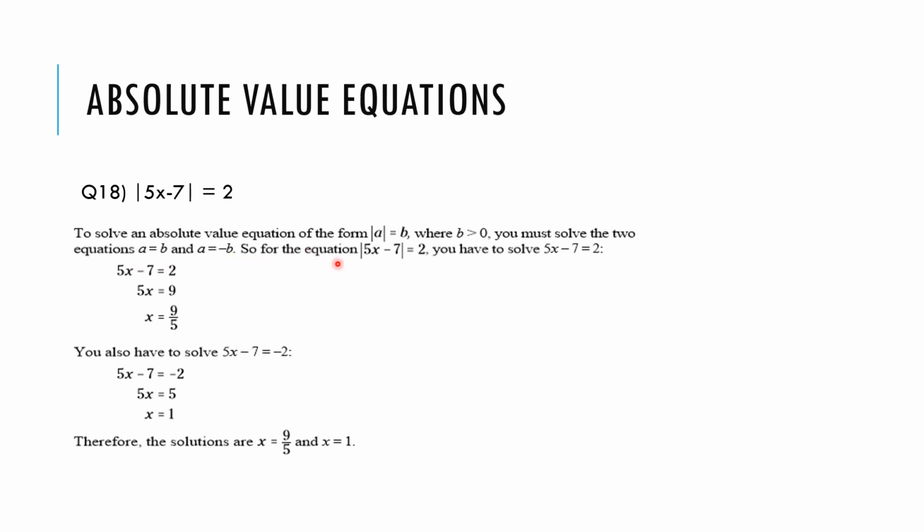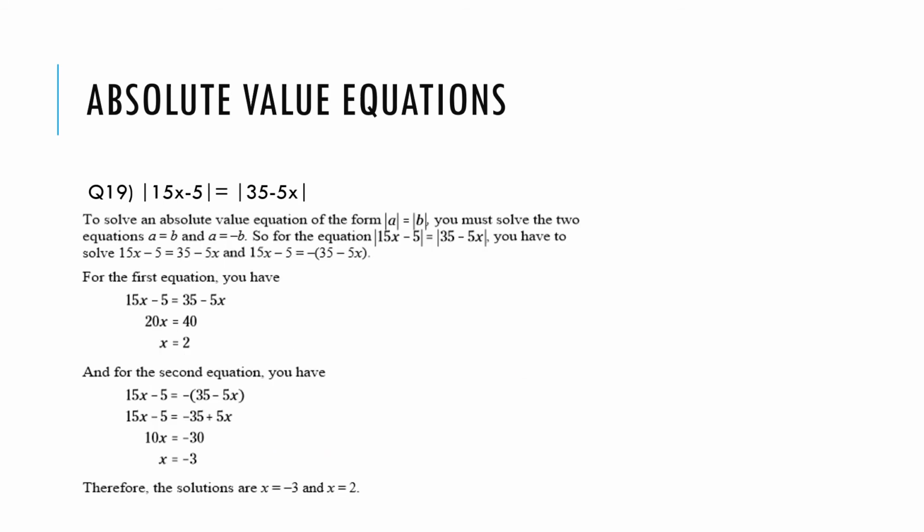So for the equation |5x minus 7| is equal to 2, we have to solve 5x minus 7 is equal to 2. 5x is 9, x is 9 by 5. We also have to solve 5x minus 7 is equal to minus 2. So 5x is equal to 5 and x is equal to 1. Therefore, the solutions are x is equal to 9 by 5 and x is equal to 1.